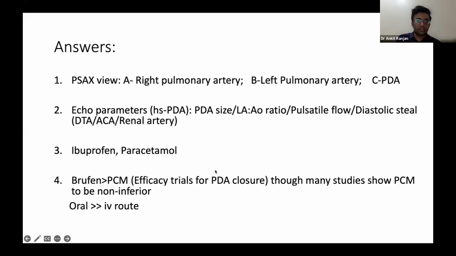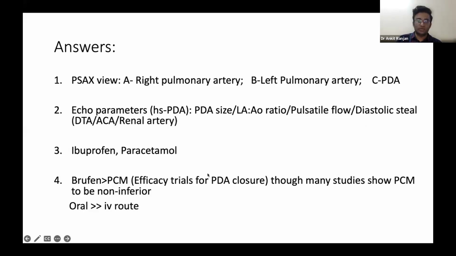The drugs which are very commonly used are ibuprofen and paracetamol. If you look at the efficacy trials, Brufen has been shown to have a better closure rate than PCM, though many studies have claimed that PCM is also non-inferior to Brufen. Again, if you look at the route, the oral route has been shown to be more efficacious than the IV route. So this is something you can make a note of.